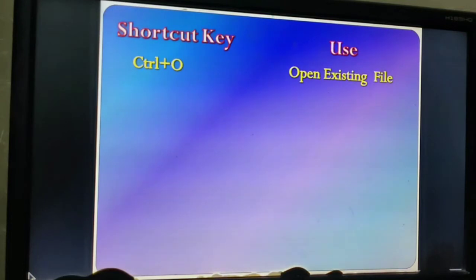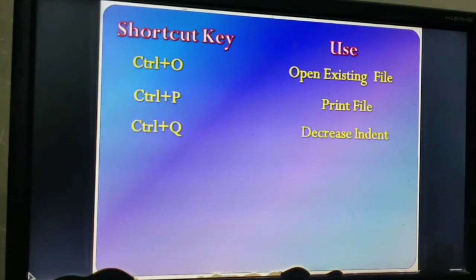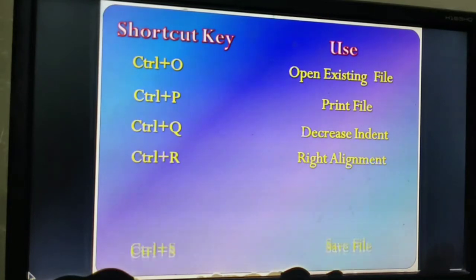It is used to open an existing file. Existing means an already saved file which you have saved in your computer or device. So you can use the Ctrl plus O command to open the existing file. Ctrl plus P is used to print a file. If you want to take a printout of any file, you can give the command using Ctrl plus P. Ctrl plus Q is used to decrease the indent, and if you want to decrease the indent, you can use Ctrl plus Q. Ctrl plus R is used to align the text to the right side.